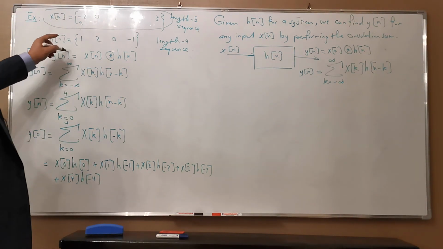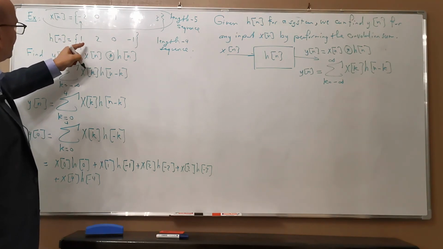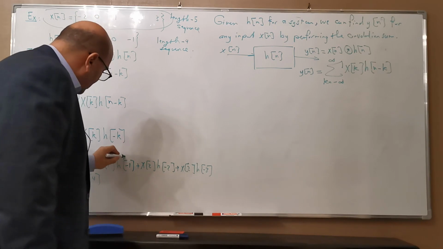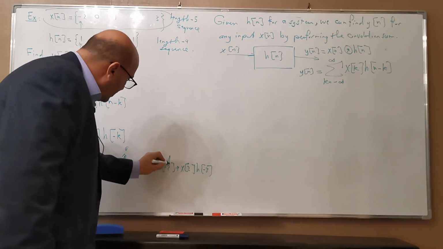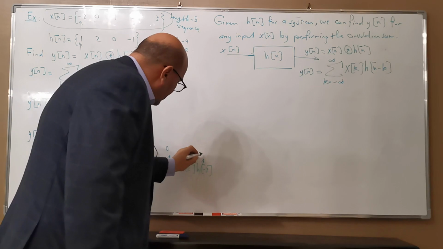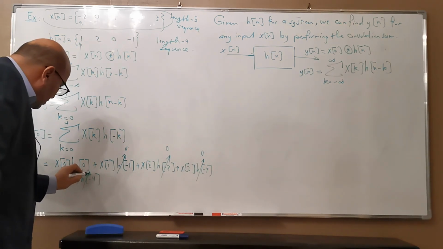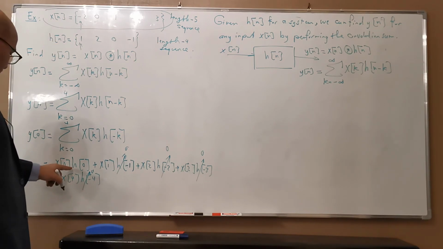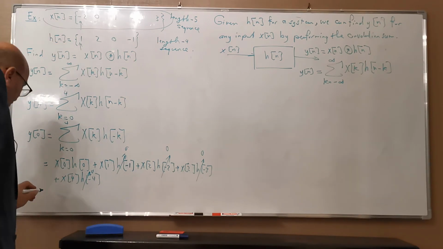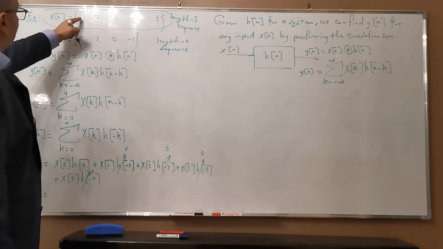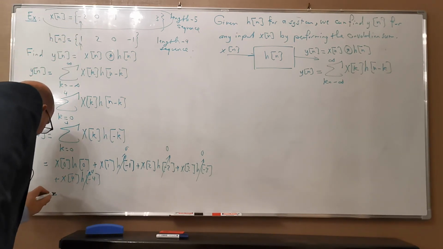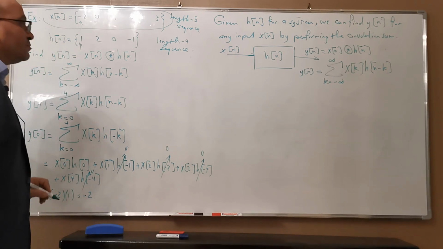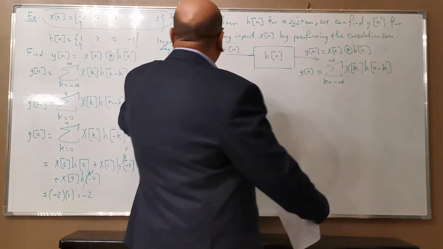Okay, looking at h, it starts from here, so you have 0, 1, 2, 3. All those negative h's have 0 values. So this one is 0, this one here is 0, this one here is 0, and this one here is also 0. So the only non-zero value is x of 0 times h of 0, which is equal to minus 2 times 1, which is equal to minus 2. Okay, minus 2. All right.